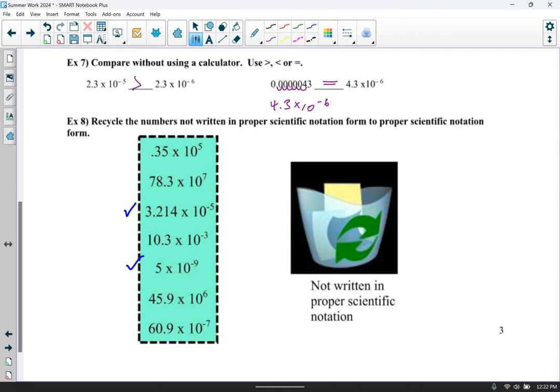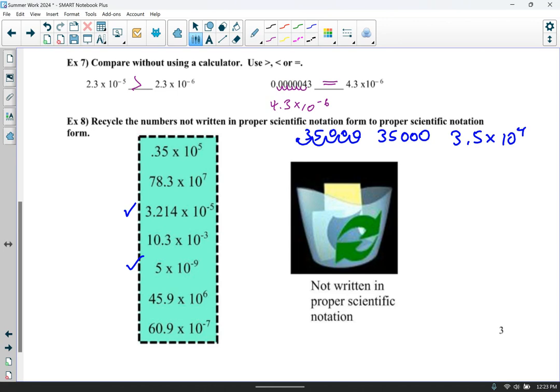Okay? Numbers that aren't written in proper scientific notation form can be rewritten to be put into proper scientific notation form. One method, which is too long and I don't recommend, is to take that number and put it into standard form. So 0.35 times 10 to the fifth, if I move it 1, 2, 3, 4, 5 spaces, I can see in standard form, it would be 35,000. And then I can rewrite that myself in proper scientific notation form, seeing that it's 1, 2, 3, 4 spaces, that it should be 3.5 times 10 to the fourth. But that can be kind of long.